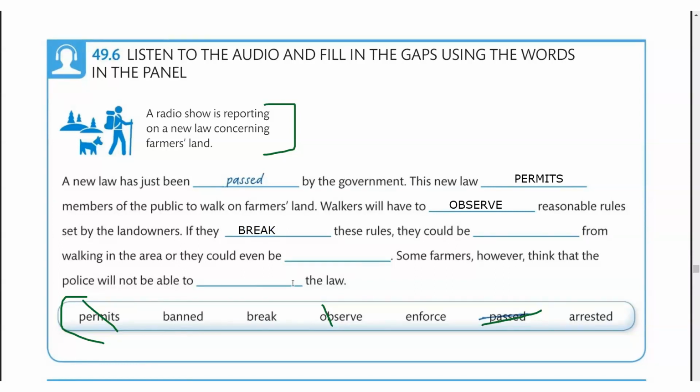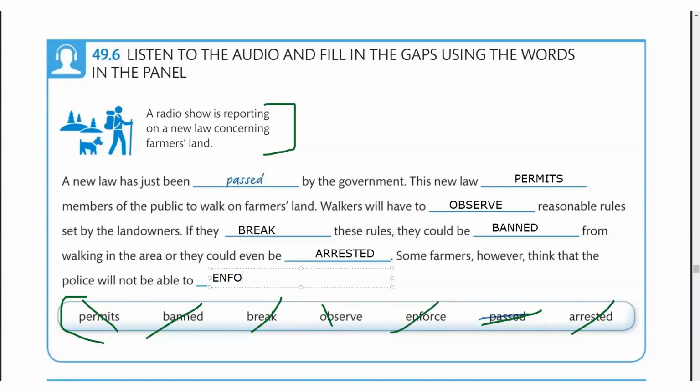If they break these rules, they could be banned. So we'll type that in here, banned, which is not permitted. They could be banned from walking in the area, or they could even be arrested. You don't want that, so you could be arrested. Okay, so let's continue on. Let's cross off the words we've used, and we're going to do the most difficult one. If you've been in my classes before, you always know the last one is the most difficult one. Some farmers, however, think that the police will not be able to enforce the law.